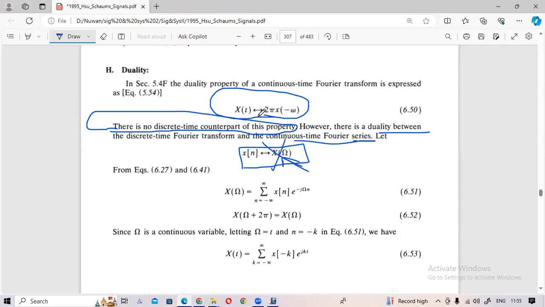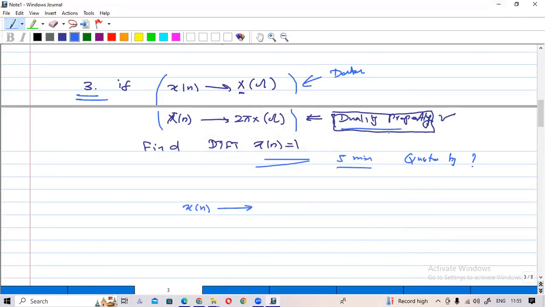So this basic duality property is not applicable for discrete time signals. That is why I told you this looks like the duality property, not the duality property itself. But sometimes this may be correct. For some signals this may be correct. That is why I gave it to you as data. This is not always valid for any signal.